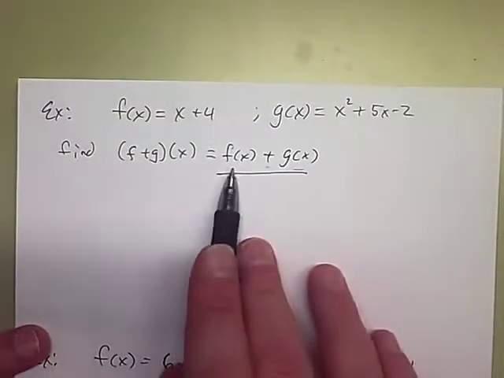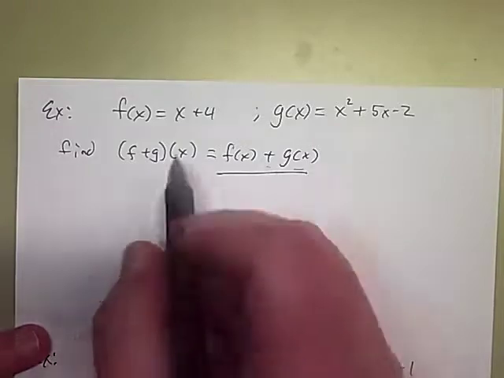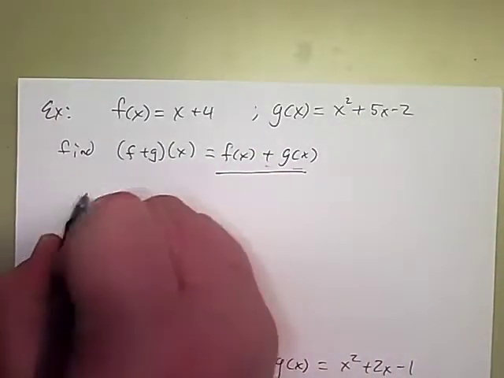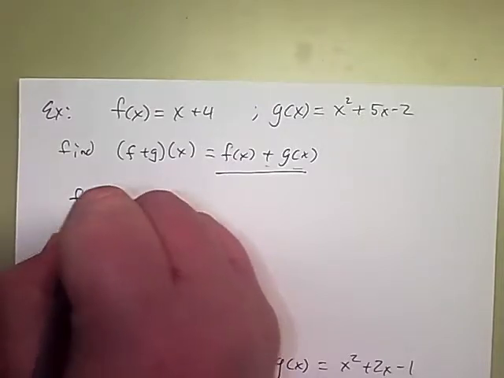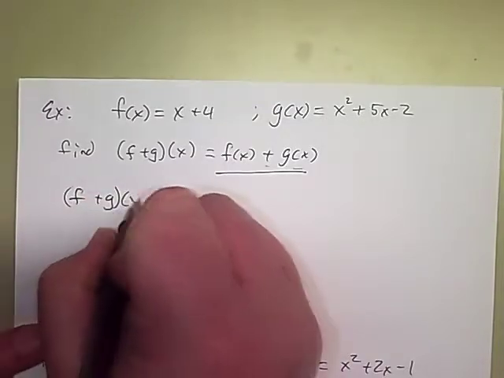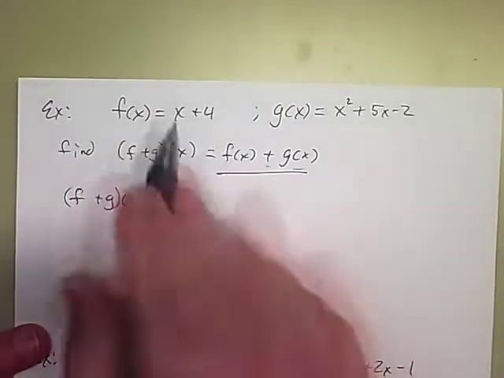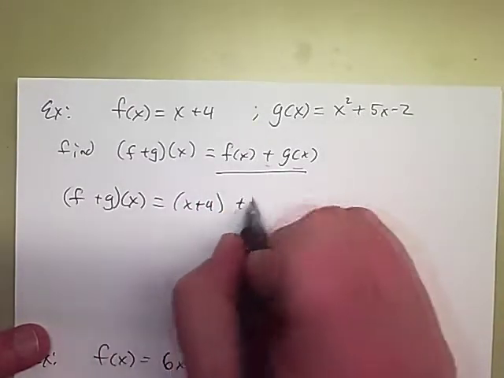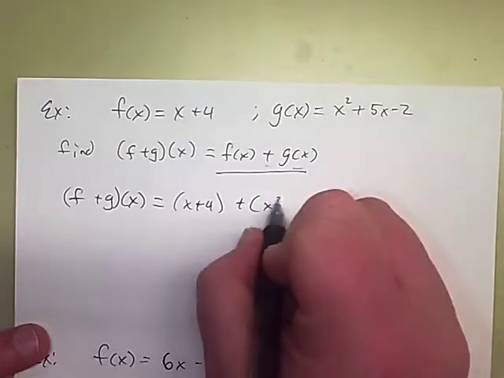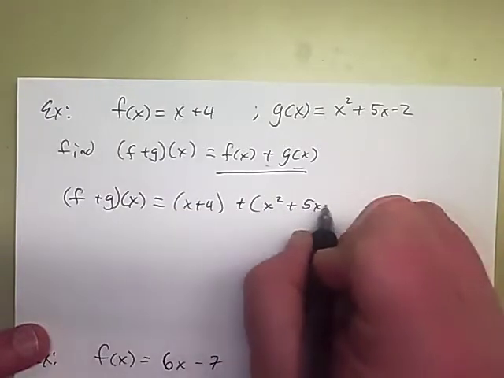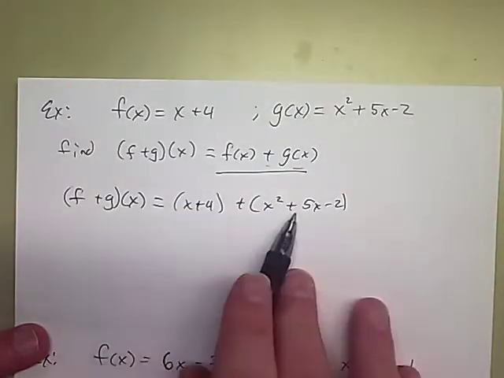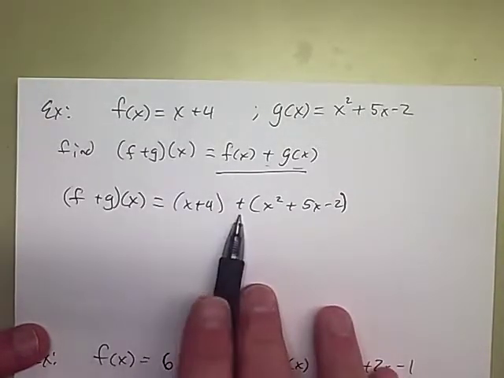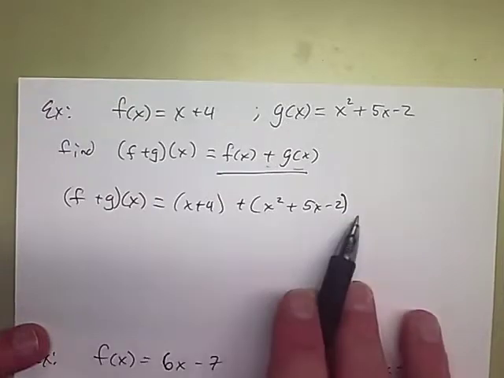So what I'm going to do is I'm going to take f of x and then I'm going to add g of x with it. Well, f of x, so I'm going to write this whole thing out in one statement here. f plus g at x is f of x. So here we have x plus 4 plus g of x, which is x squared plus 5x minus 2. And now here we're looking at polynomial addition. Polynomial addition, remember, all you got to do is combine your like terms.